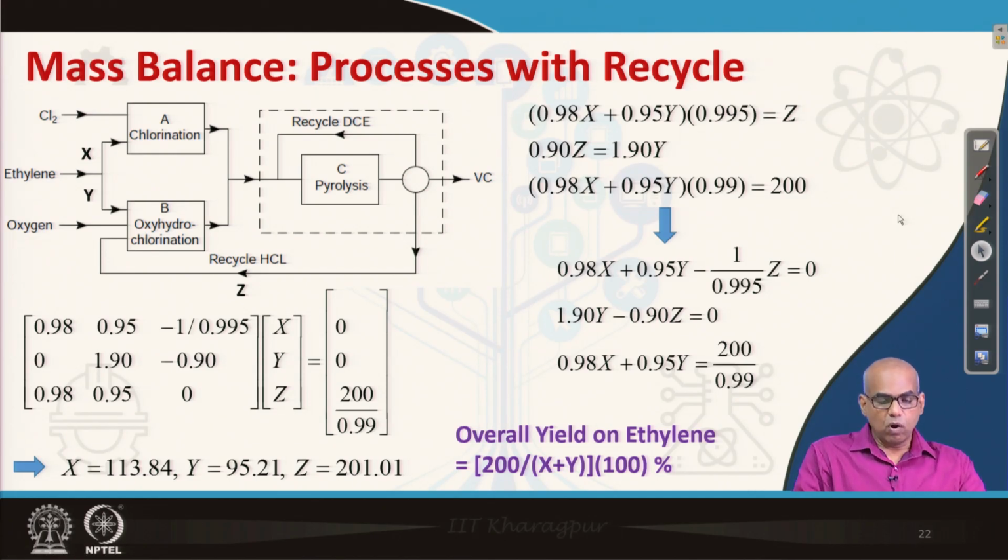Now, once you have got these values, you can find overall yield on ethylene as my target vinyl chloride 200 divided by total moles of ethylene, that is x plus y. So, you can express it as percentage.